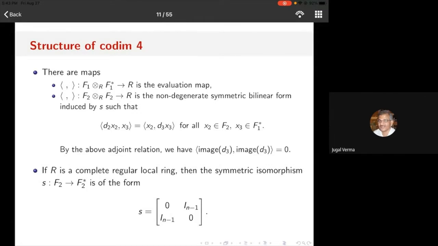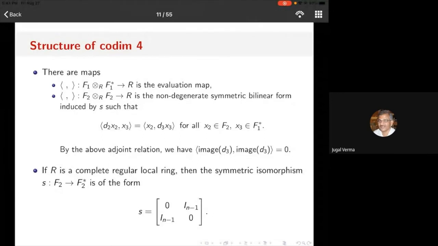But in general, the dualizing map S, which is a symmetric isomorphism, need not be unique. But they have shown that if we take a complete regular local ring, then that map S is unique, and it is of this form: a block matrix where the first block is 0 and the n minus 1 by n minus 1 identity map, and the third block is the identity of size n minus 1 and 0. This form of S is also called the standard form, or the hyperbolic form.